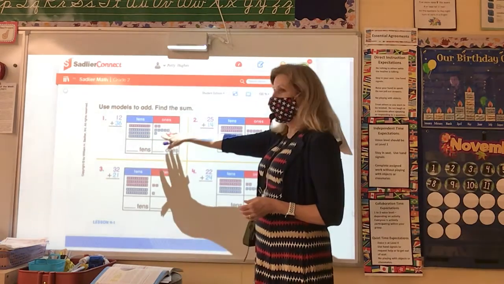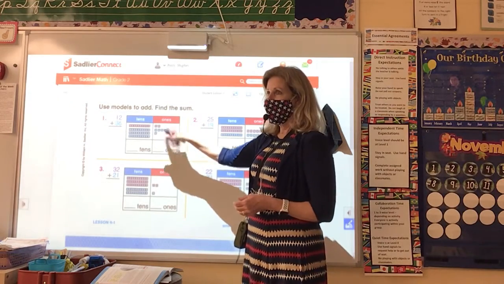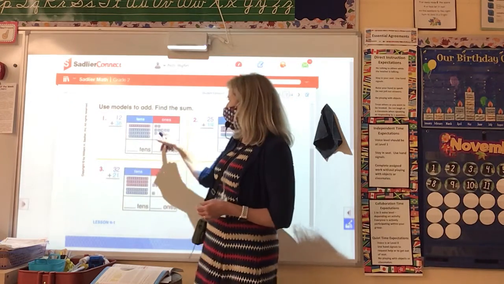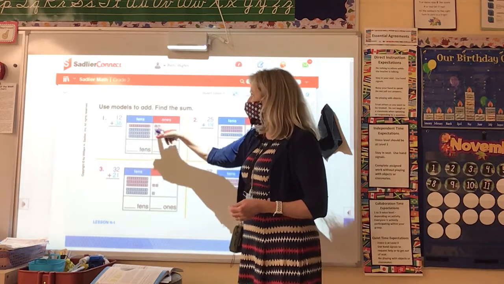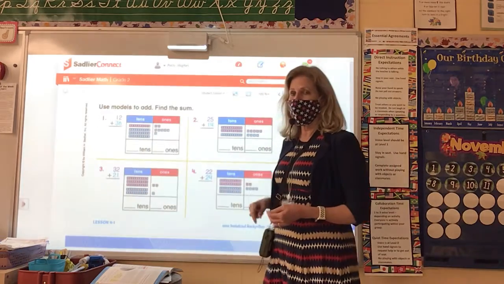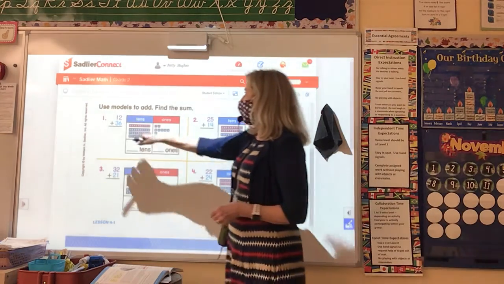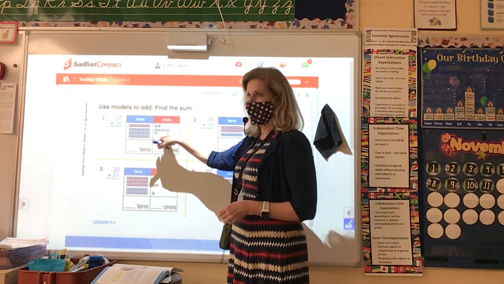So we'll look at our ones column first. Look at our ones over here and here. So we have our 12. We have 1 ten, 2 ones. And you notice they're in different colors so you could tell the difference. Then we have our 36, our 3 tens, and our 6 ones.